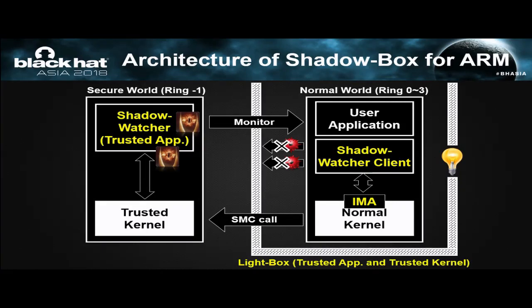However, this mechanism has some limitations. So third, to overcome these limitations, we use the Integrity Measurement Architecture, also known as IMA, in the normal world. IMA prevents the system from running unauthorized executable files. I will tell you about this later. And last, the Shadow Watcher client is a user application in the normal world. It requests kernel verification from Shadow Watcher in the secure world and sends the result back to the remote attestation server.